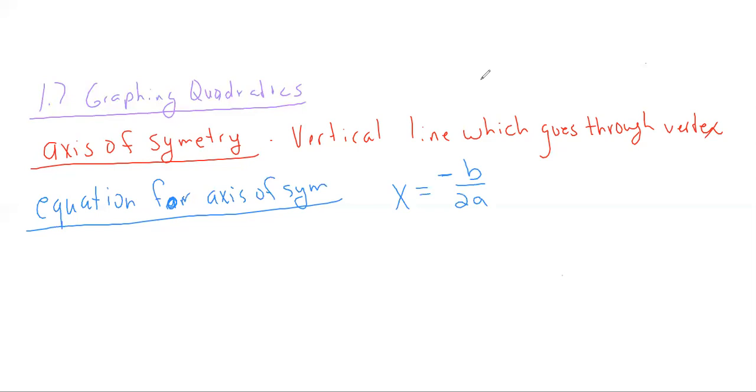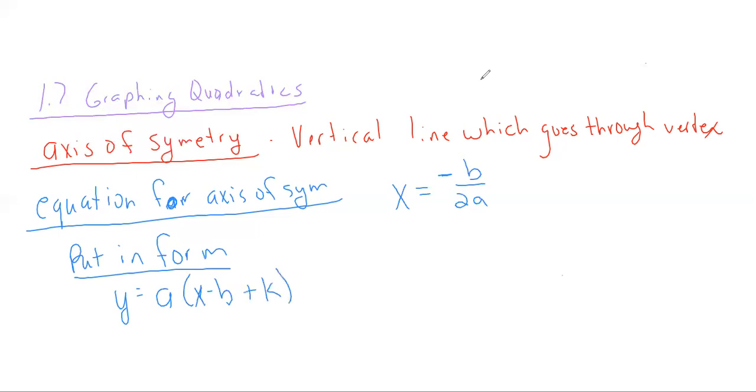Now, whenever possible, you're going to put these things in this form. y equals a times (x minus h) squared plus k. That form right there is what you want.